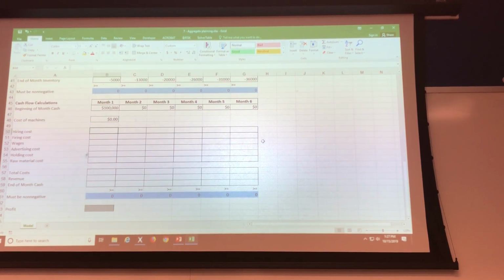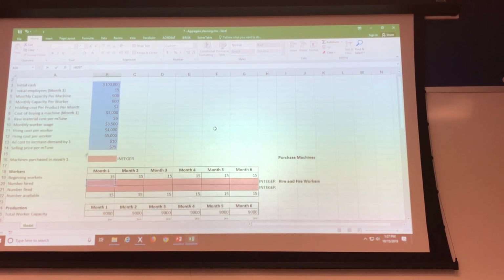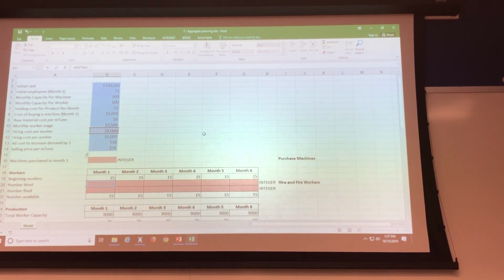Okay, what are hiring costs? How would I calculate hiring costs? The number hired times the cost. So in that particular month, I'm in month one right now, how many people do I hire in month one? Multiply that by how much it costs to hire people. That's up in B11. So B20 times B11.